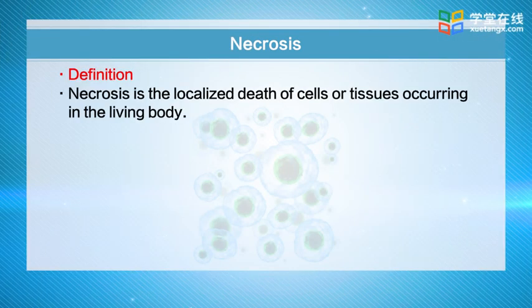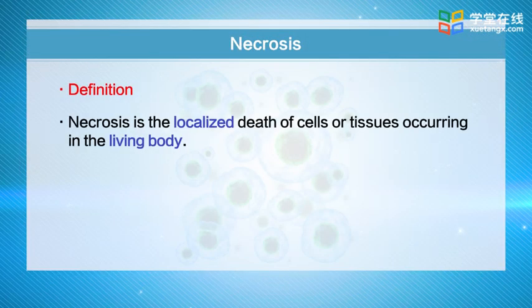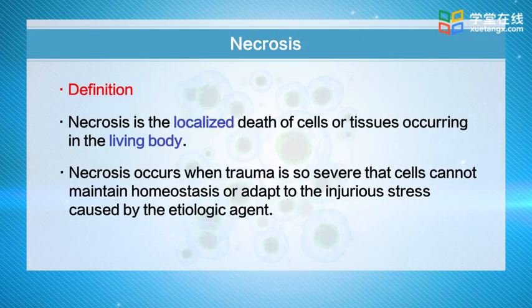Necrosis is the localized death of cells or tissues occurring in the living body. Localized and living body are important points in this definition. If all the body cells have died, then we have a dead person, not necrosis. Necrosis occurs when trauma is so severe that cells cannot maintain homeostasis or adapt to the injurious stress caused by the etiologic agent.